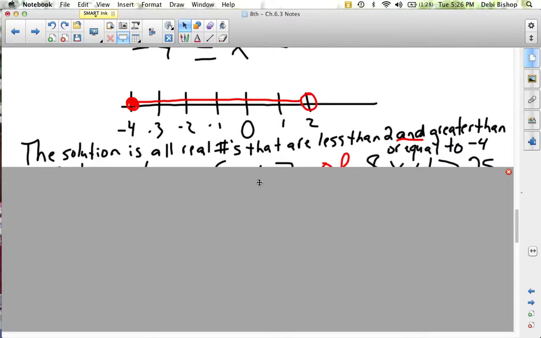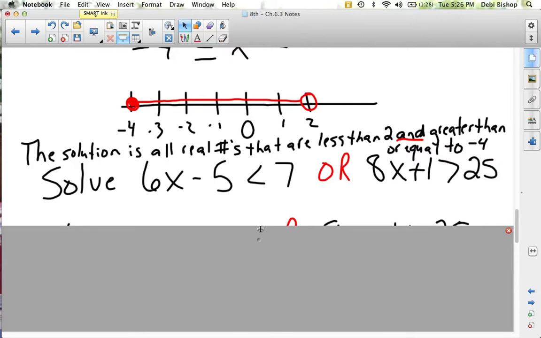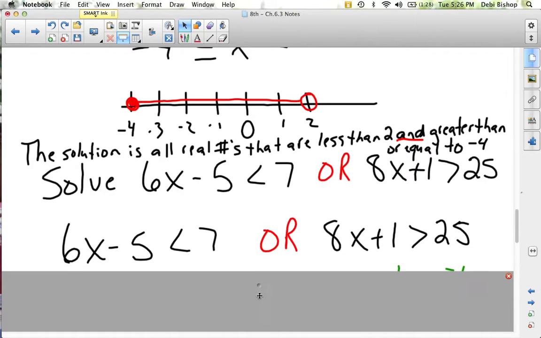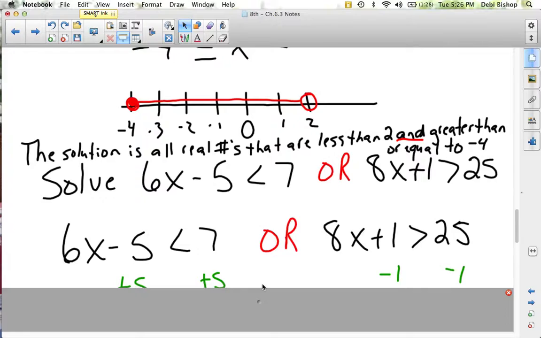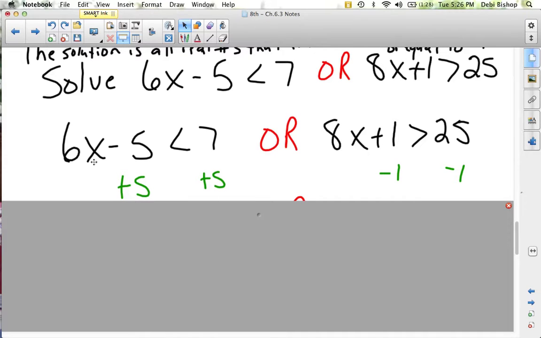Let's do another problem using the word or instead of the word and. So now I have 6x - 5 < 7, or 8x + 1 > 25. So again, I write my original problem using the word or. And I go about it in a similar way, except I treat these as two separate equations. So again, I want to isolate x. I have to add 5 to both sides in my first equation, and I need to subtract 1 on both sides on my second equation.